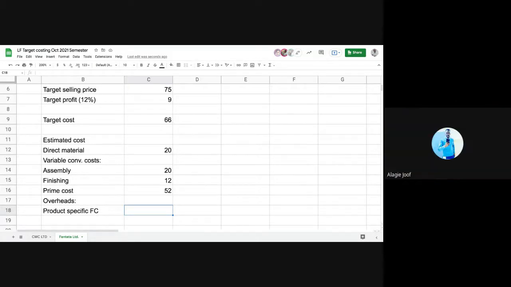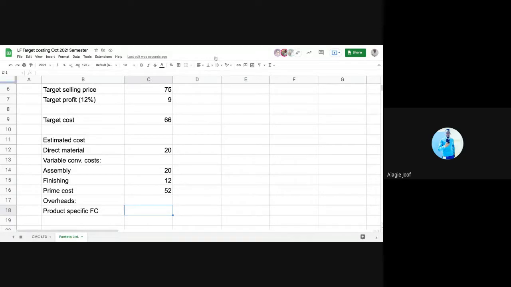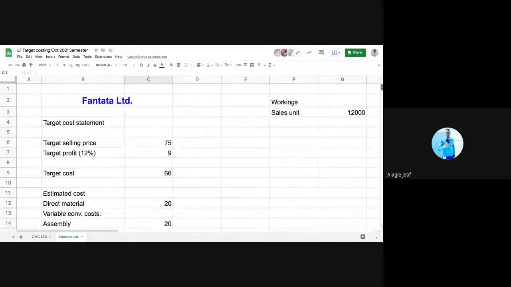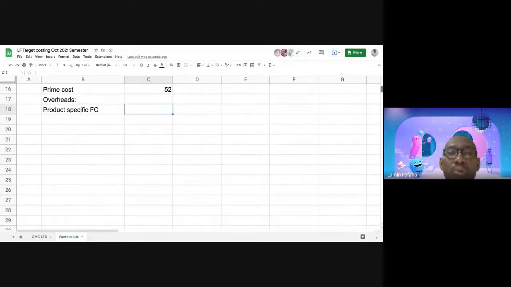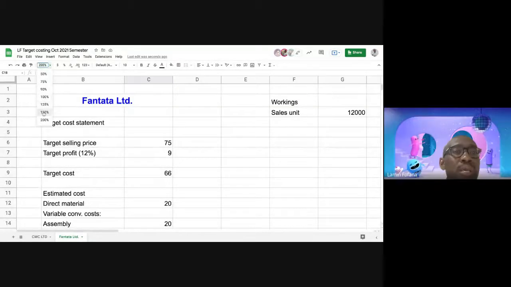This is a unit statement, so we divide it by the total production units. Good. So how do we put that in the formula here? You can take it to the workings as well, the 170,000 divided by 12,000 units. But we can equally do it here as well. Yes, let's do it here.